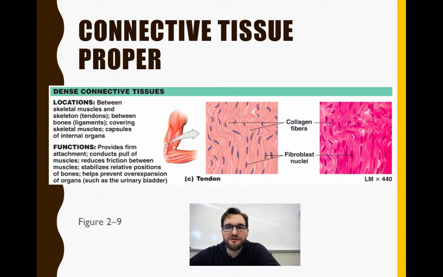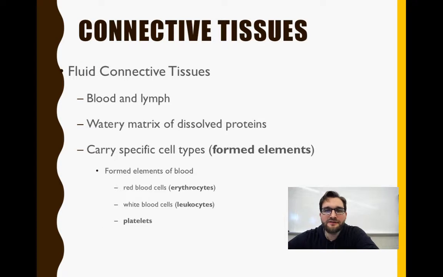Major functions of our dense connective tissue include firm attachment for muscles to other objects. It helps to conduct the pull of muscles. It helps to reduce friction between muscles, stabilizes relative positions of bones, and it helps to prevent the overexpansion of organs. Our fluid connective tissues.